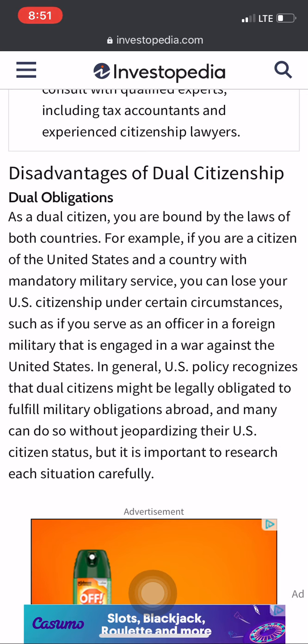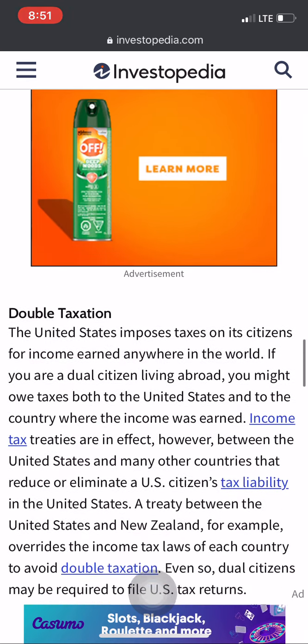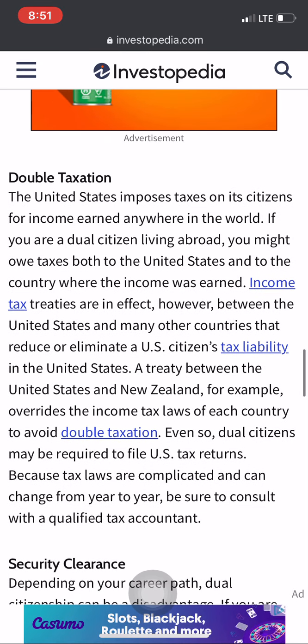So if you have a dual citizenship of say India and New Zealand, and New Zealand tries to go to war with America, and you are drafted into that army, then you will lose your US citizenship. That's what this means. So in general, US policy recognizes that dual citizens might be legally obligated to fulfill military obligations abroad, and many can do so without jeopardizing the US citizen status, but it is important to research each situation carefully. Double taxation, absolutely important.